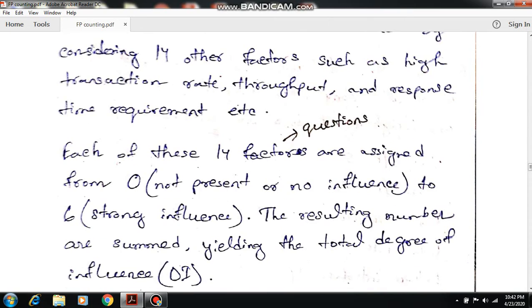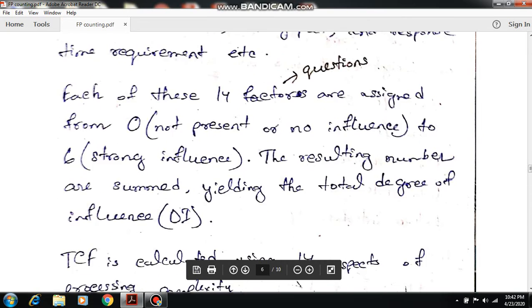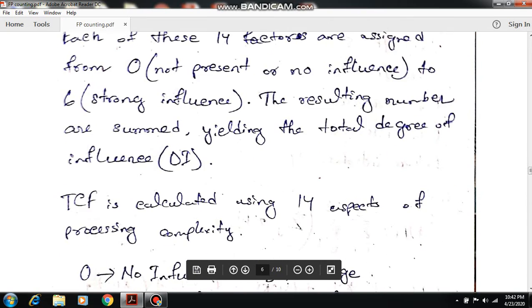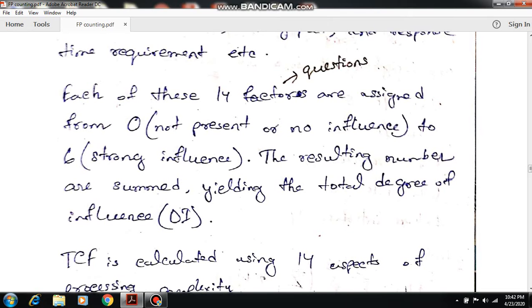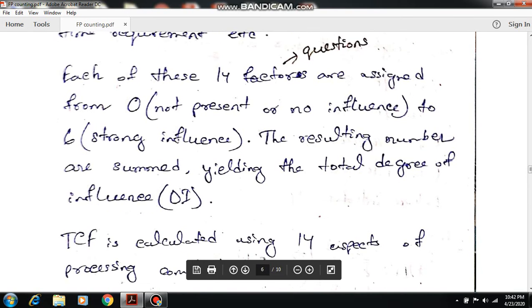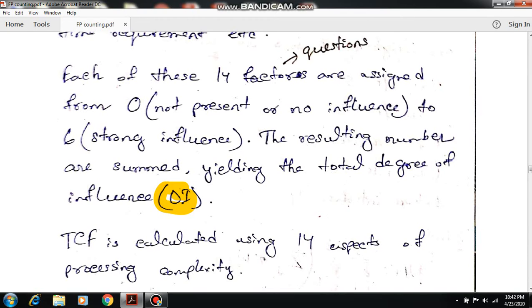Each of these 14 factors, meaning the questions, is assigned a value from 0 to 6. 0 basically defines not present or no influence, and 6 is a strong influence, and the resulting numbers are summed. When all 14 factors are summed up, this value is represented as the DI, the degree of influence.